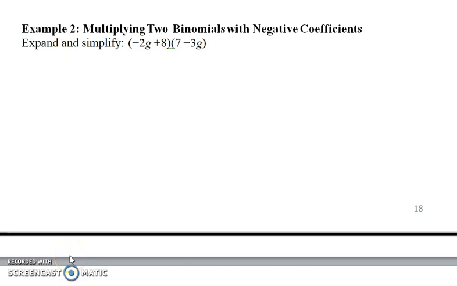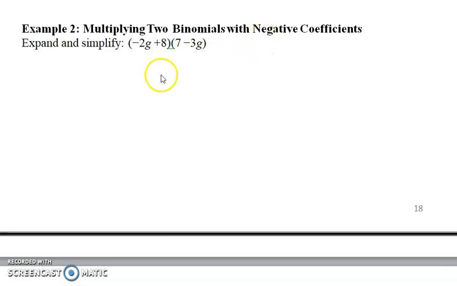Hello everybody, welcome back. Today we're going to look at example 2 from 3.6. We're going to continue on with the next part. In example 2, it's asking to multiply two binomials with negative coefficients. We do the exact same thing. We have to make sure the negatives carry through. So we're going to do the distributive property for this.